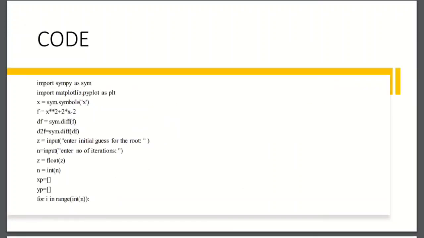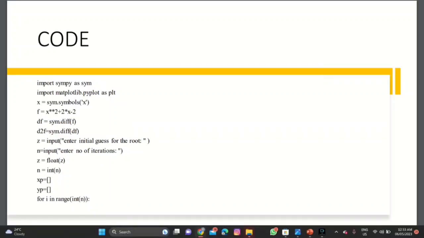And the code for Newton's method to find minima is: importing the SymPy library for finding derivatives and declaring x as a symbol, and Matplotlib to plot the graph. And the functional value I chose here was the same as the previous one. df is its derivative and d2 its double derivative. z is the input for the initial guess and n gives the number of iterations.